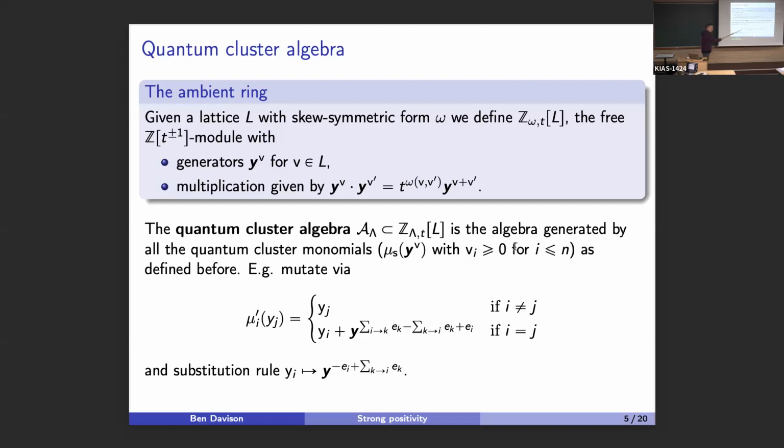So if I just do one mutation, t doesn't appear. But once I do more than one, t can appear. And it's in this kind of ironing out.